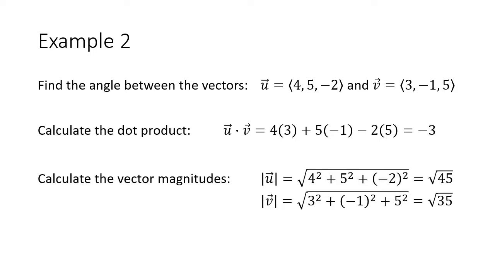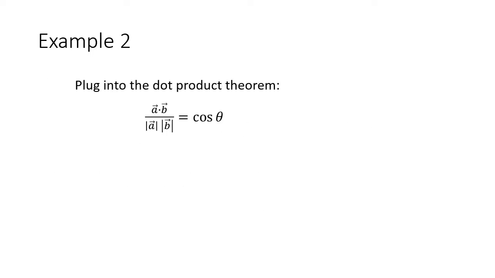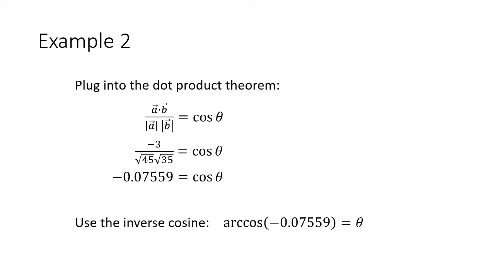Here are the magnitudes. The magnitude of u is the square root of 45. The magnitude of v is the square root of 35. Again, make sure you're taking the time to do this yourself. Now we just plug our results into that dot product theorem, the one that we put a box around earlier. The dot product was negative 3. We plug in our magnitudes. Now we just simplify following the order of operations. I get negative 0.07559 is equal to cosine theta, which means the last step to get theta by itself is to use the inverse cosine, or the arc cosine.